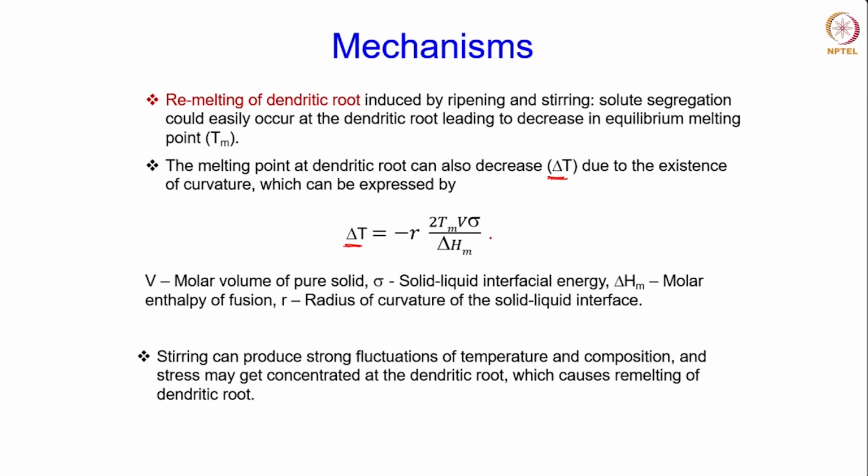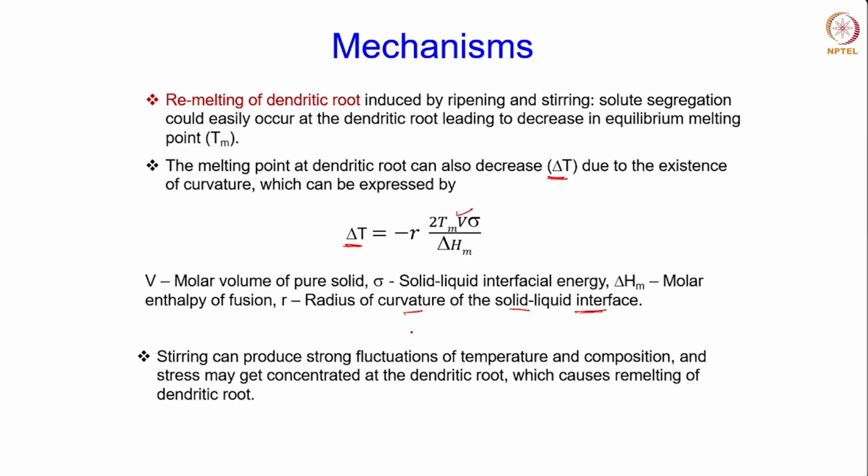Okay, and the other parameters that you see over here, V is the molar volume of pure solid, sigma is the solid-liquid interfacial energy, delta Hm is the molar enthalpy of fusion, and R is the radius of curvature of the solid-liquid interface. Okay, so the segregation of the solute would lead to a curvature in the interface, in the solid-liquid interface.